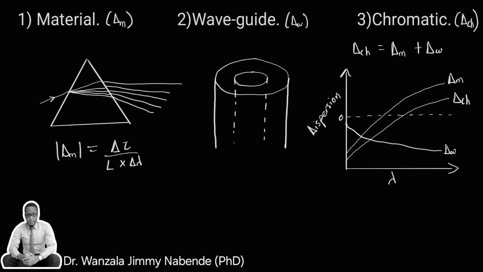So we can call DCH total dispersion. Let's look at chromatic or total dispersion in simple terms. Assume you have two bodies, body A, body B. Body A is moving at 100 kilometers per hour and body B is moving at 80 kilometers per hour.